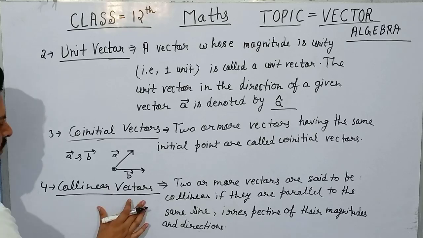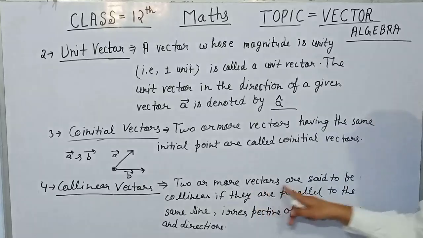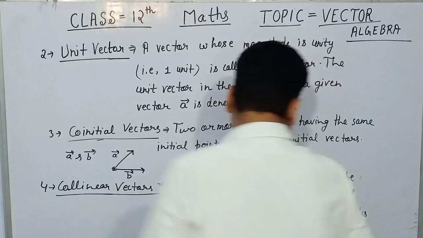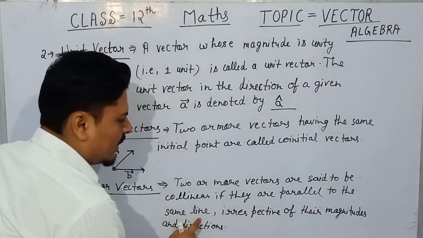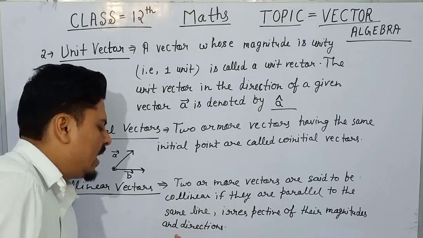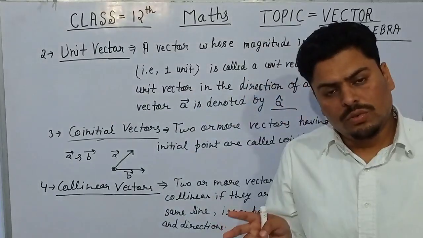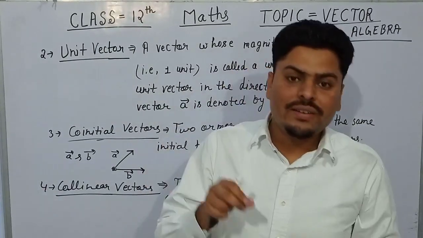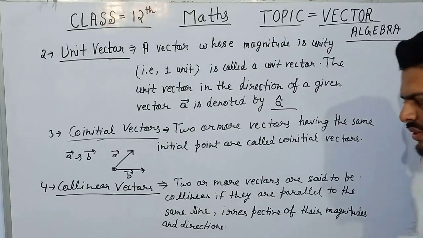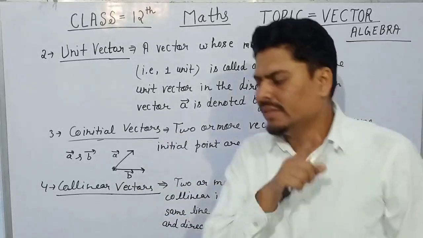Next, collinear vectors. What is the definition of collinear vectors? Two or more vectors are said to be collinear if they are parallel to the same line, irrespective of their magnitude and direction. That is a collinear vector: two vectors that are parallel, irrespective of their magnitudes and directions, are called collinear vectors.